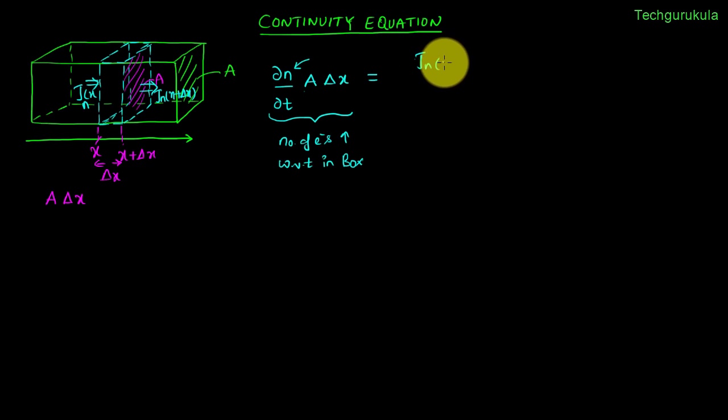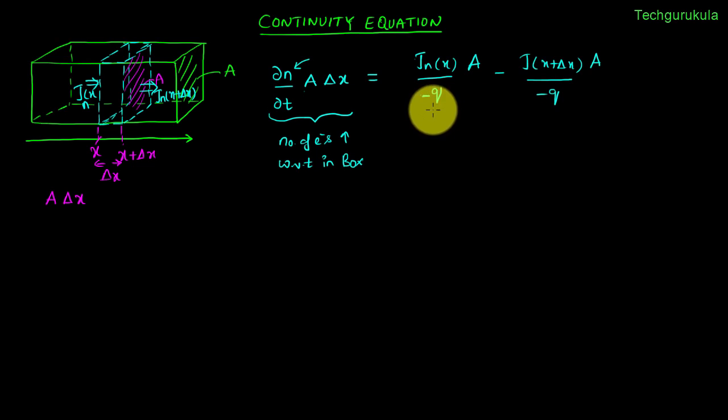The units of Jn of x are the number of electrons flowing per unit time per unit area. But we are talking about the number of electrons per unit time, so we need to multiply this by the cross-sectional area A. This basically tells us the amount of charge flowing, so we need to divide it by the charge of an electron, which is minus q, minus the outflowing current density, which is J of x plus del x. And as we are talking about the number of electrons, we multiply this by the cross-sectional area divided by minus q, because the charge of an electron is minus q.